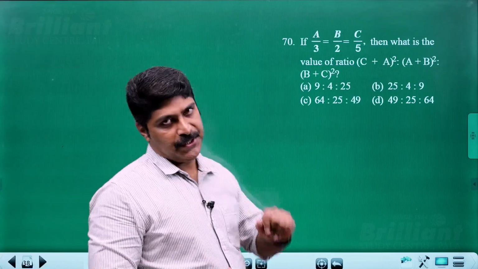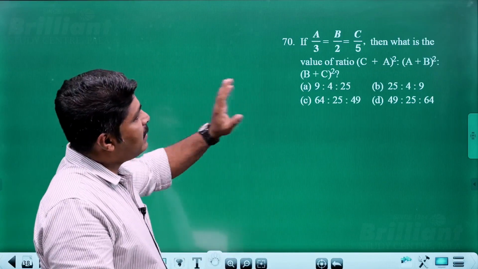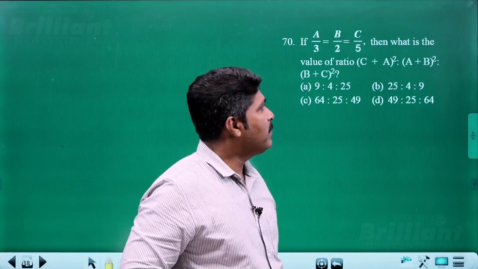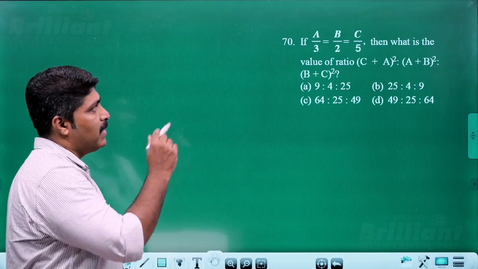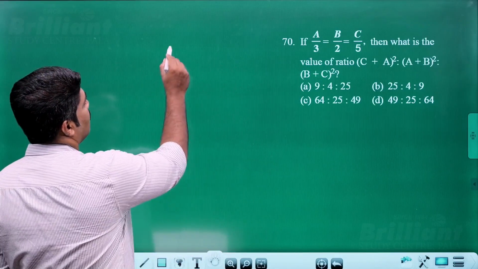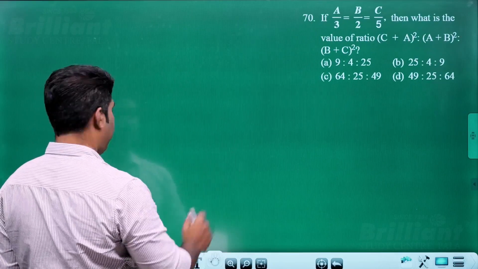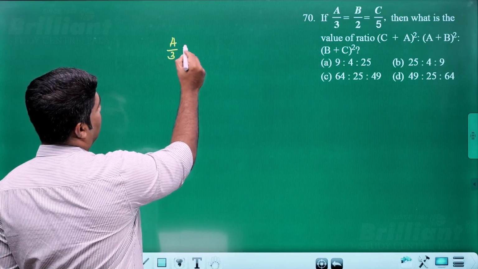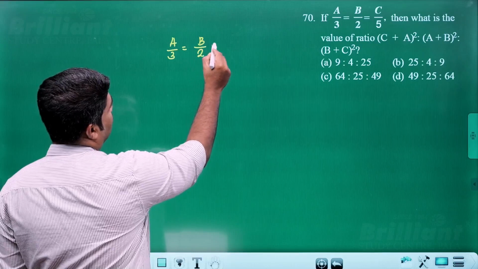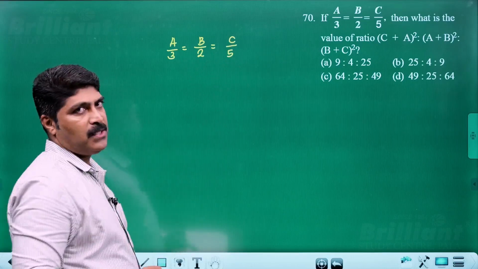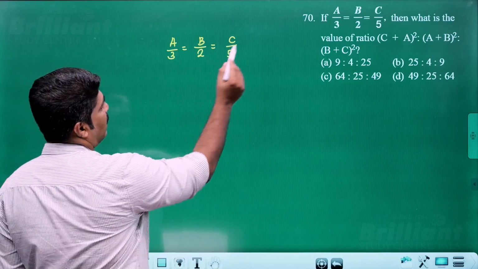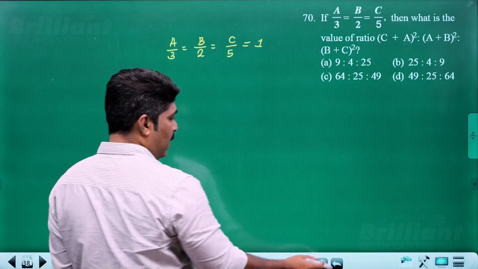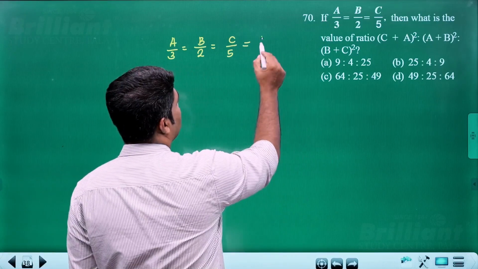It's from the topic ratio. Here A by 3 equal to B by 2 equal to C by 5. Then what is the value of the ratio C plus A the whole square, A plus B the whole square, B plus C the whole square? This is a different form of ratio. If you have such an expression, A by 3 equal to B by 2 equal to C by 5, then simply consider this is equal to 1, or more clearly, in the form this is equal to K.